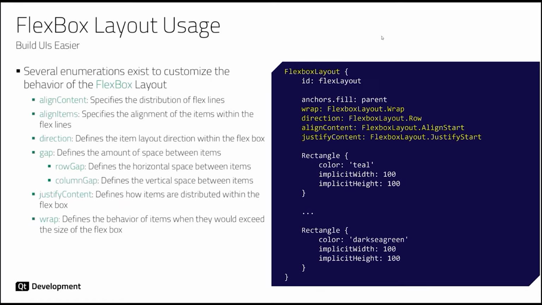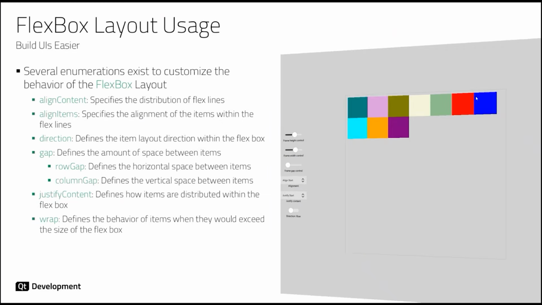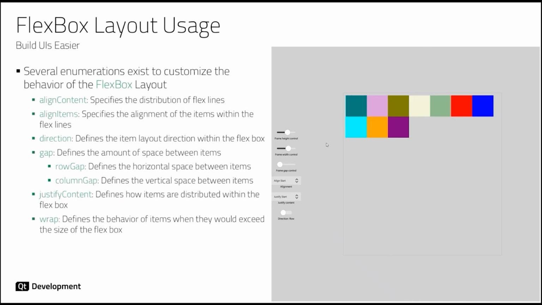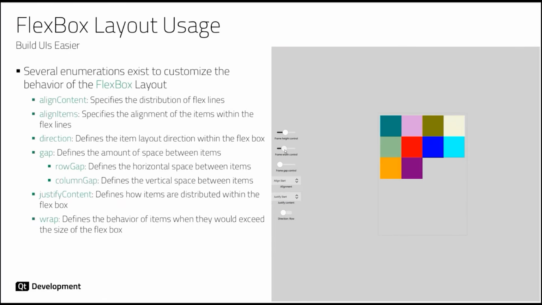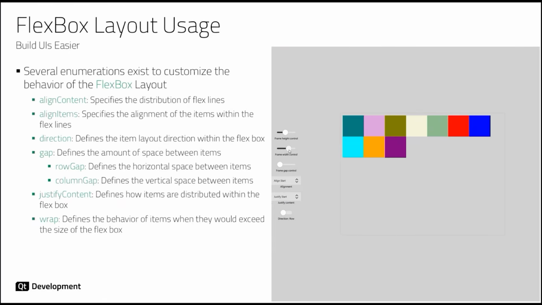So you can see an example here on the right side. We've defined some of those properties with those enumerations. And if I flip the example over, we can see we've got a basic Flexbox layout where we have a set of rectangles within this Flexbox layout. And with some controls on the left side, we can see if we modify the height and width of this Flexbox, the rectangle components will automatically be repositioned inside of that Flexbox layout.